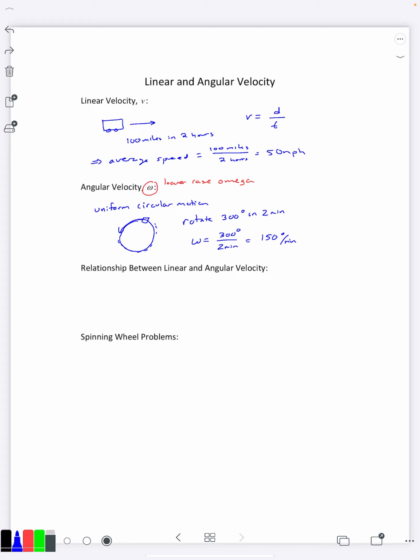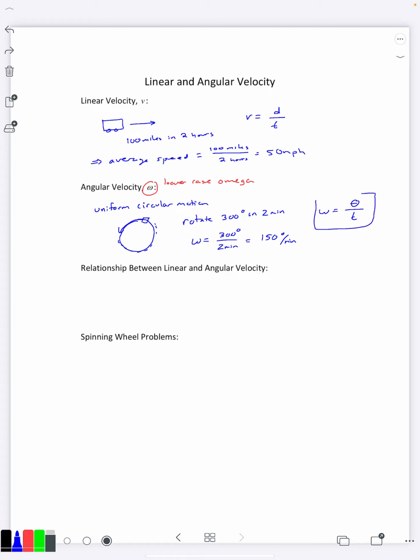Now, I did that in terms of degrees, but we're not usually going to want to do that. We usually are going to prefer things in radians when talking about angular velocity, just like we were seeing in the arc length and area of a sector formulas. So yes, you can talk about angular velocity in terms of degrees per minute or degrees per second or things like this, but normally you want to talk about it in terms of radians, and the general formula is omega equals theta, the angle you traveled, divided by t.